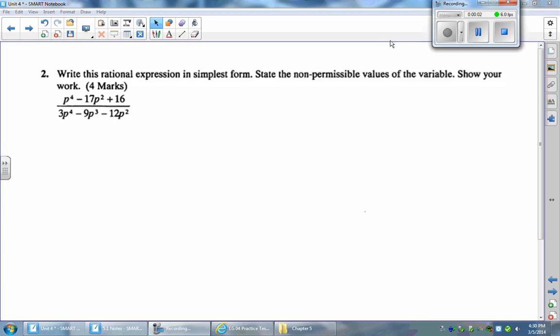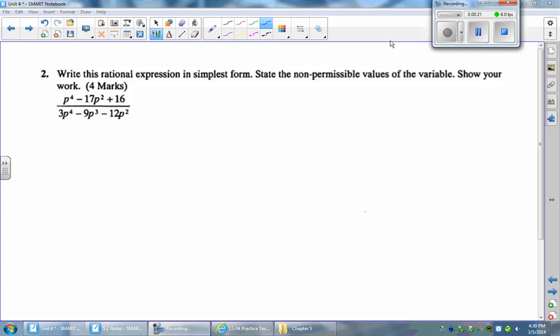Learning Guide 4, problem solving question number 2 on the practice test. It says to write this rational expression in simplest form and state the non-permissible values of the variable. Show your work.